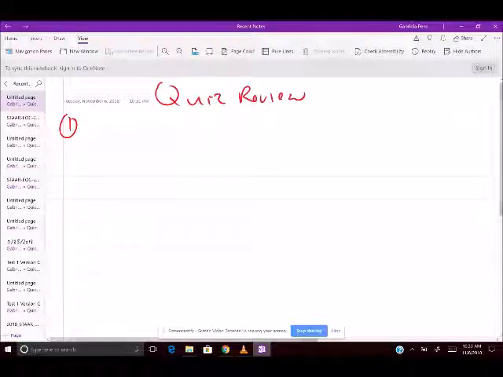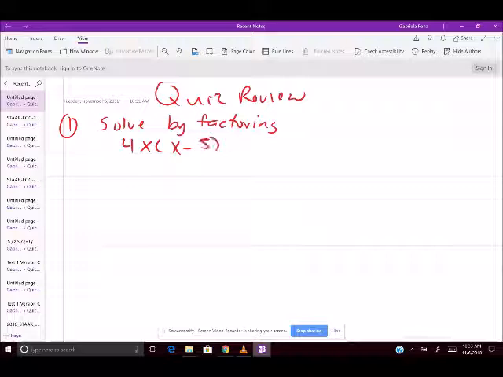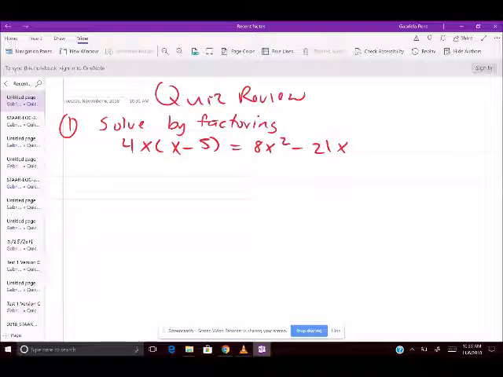Quiz review. So we need to solve by factoring. In your first problem, you're going to get something like this: 4x(x minus 5) equals 8x squared minus 21x. And the question is, what do I do in order to solve this? What should be the first thing that I do?